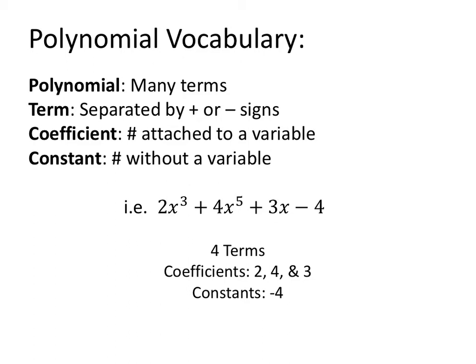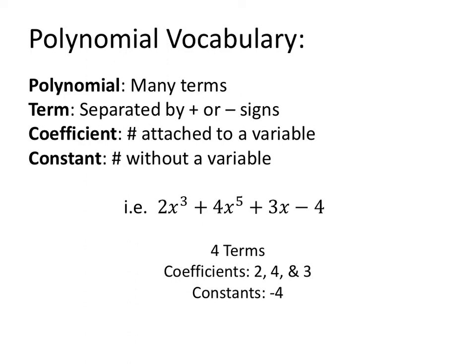So if you're looking in this example right here, this 2x cubed is a term, this 4x to the fifth is a term, this 3x is a term, and this negative 4 is a term. And so each of these terms altogether, added or subtracted together, make up the polynomial.